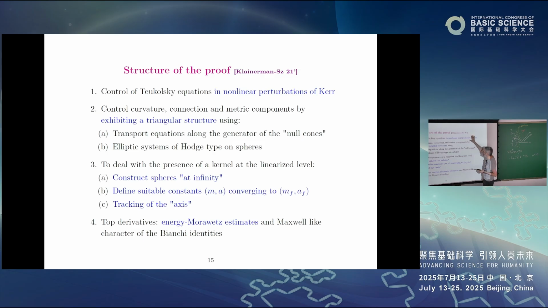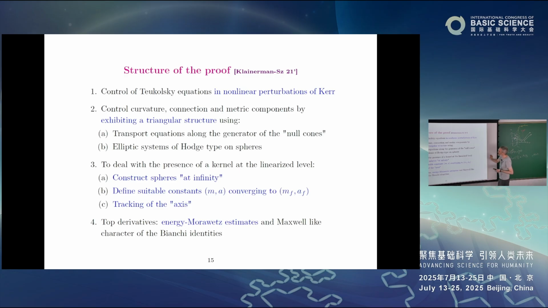Once you have done that, and it turns out to be the technically most challenging part of the proof, then you want to control the rest of the curvature components, the connection coefficients and the metric components. In other words, you want to recover all the components in your system, and you want to do it by exhibiting a triangular structure. By doing so, you will have two types of equations to solve. You'll have to solve transport equations along the generators of the null cones, and you will have elliptic systems of Hodge type on spheres. These spheres would be, as I said, the intersection of my cones with the coordinate R, so the level sets of all my cones. That would be topological two-spheres.